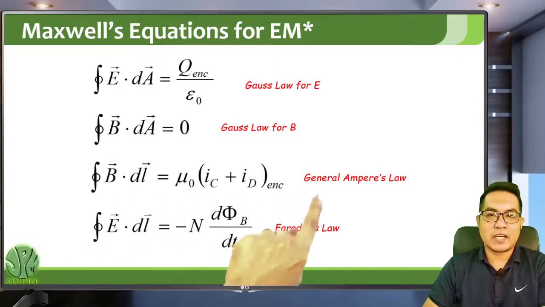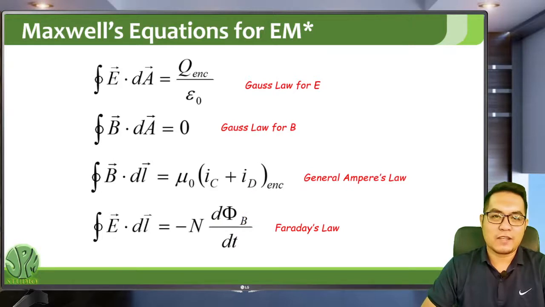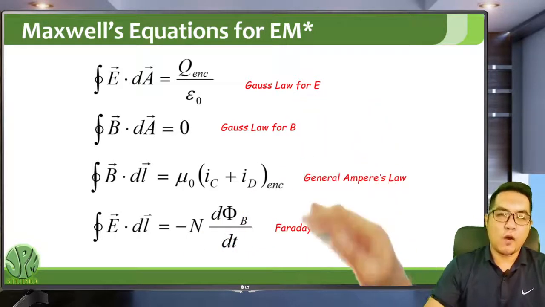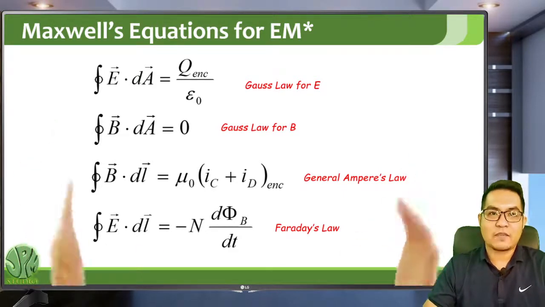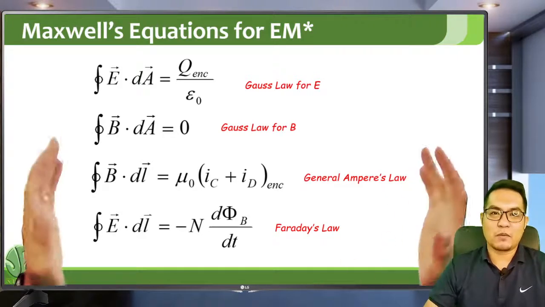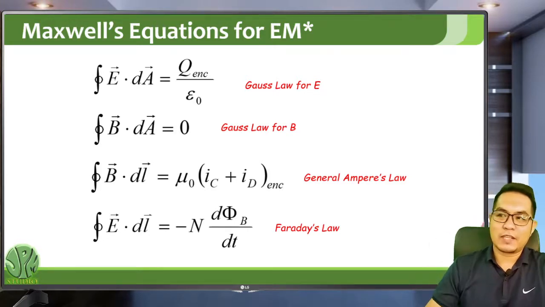So this is the generalized Ampere's law, with the conduction current and the displacement current, and lastly Faraday's law. These four laws describe the fundamental theory for electromagnetism. But actually these laws are still not the complete Maxwell's equations. This is only for electrostatics and magnetostatics.